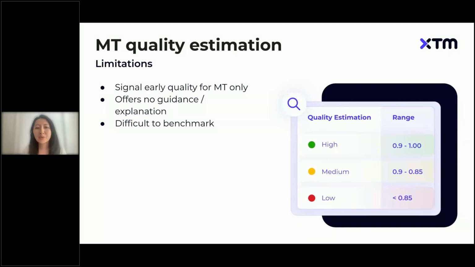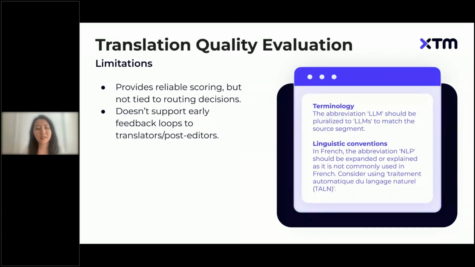And finally, translation quality evaluation, that we use further downstream. With that, I would say they do offer a more reliable scoring method as they're probably based on industry standards, but these scores are disconnected from workflows, so they don't trigger routing decisions, like if the translation file should go into human post editing or go straight into the last step, which is what quality estimation tools do. And the rich insights that translation quality evaluation tools offer often come later after the content has already moved downstream.